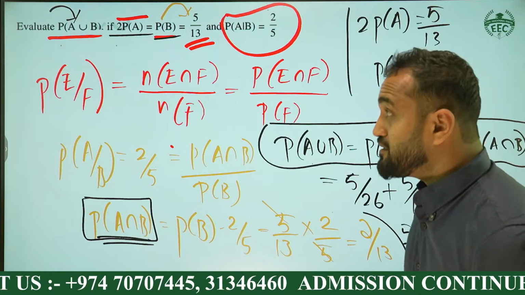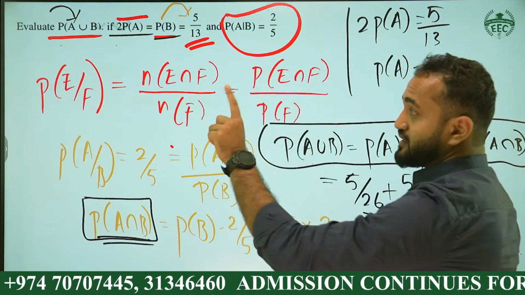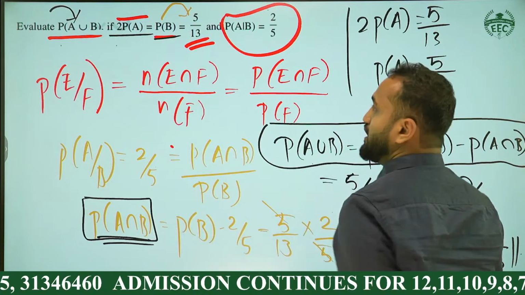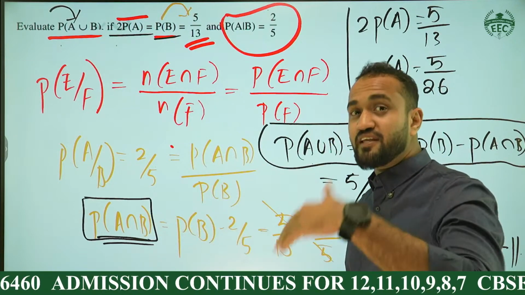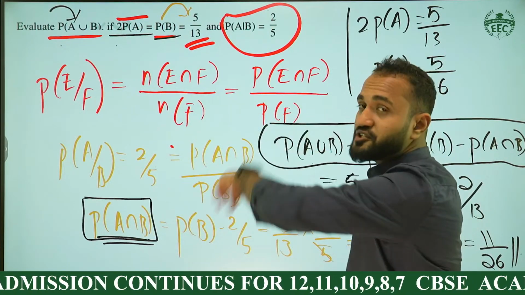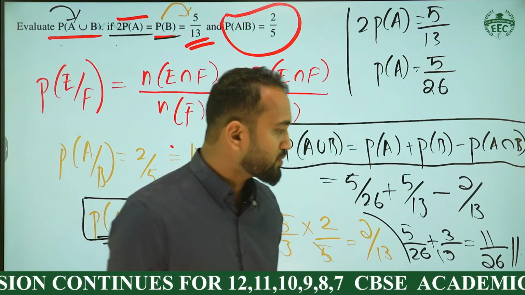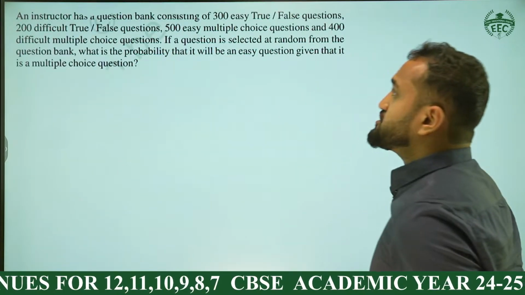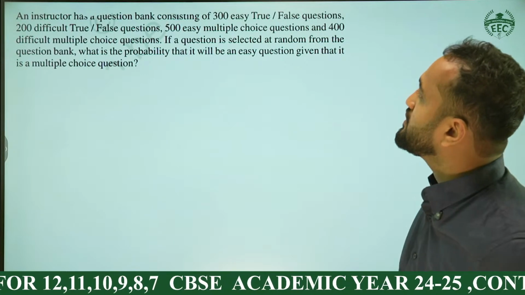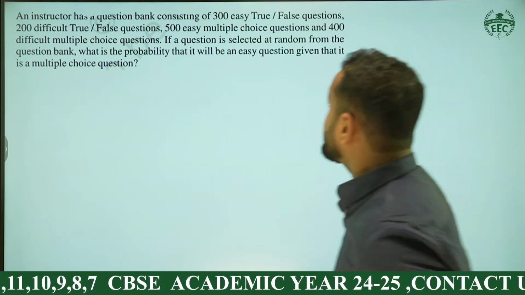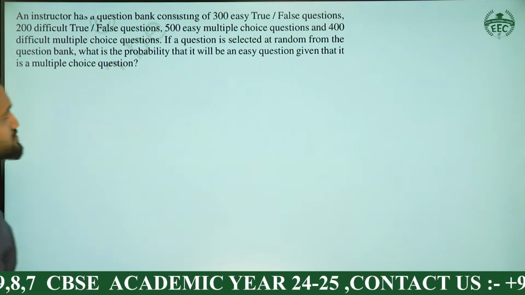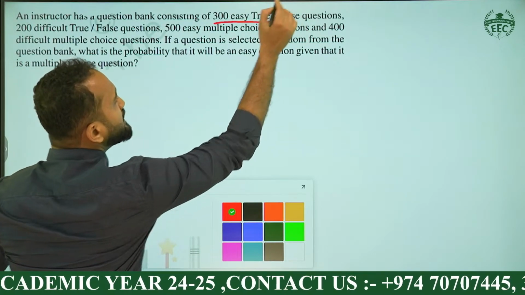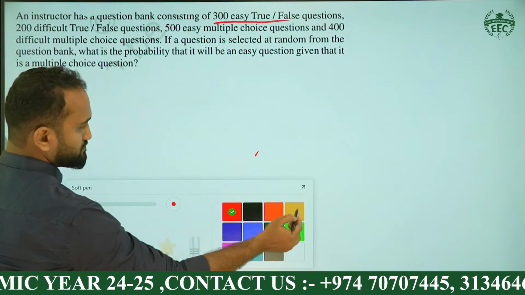Okay. See, before getting to that, let me tell you one thing. These are numerical based questions. Now you can also expect theory based questions from conditional probability. Okay, let us see a question of that kind. Question number 2. An instructor has a question bank consisting of 300 easy true or false questions. See, this is very, very important, guys. 300 easy true or false questions.